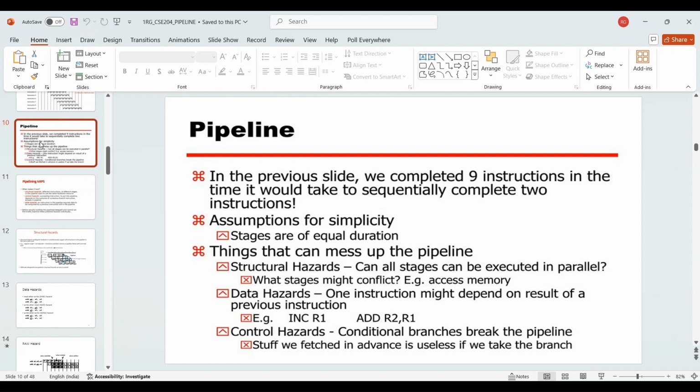Actually, there are three different kinds of data hazards. We are going to see those, and most of the time these data hazards can also be improved by improving the pipeline hardware. We are going to see that soon. And in one case, the hazard cannot be avoided. We are going to see that case also. And the third one is called the control hazard.